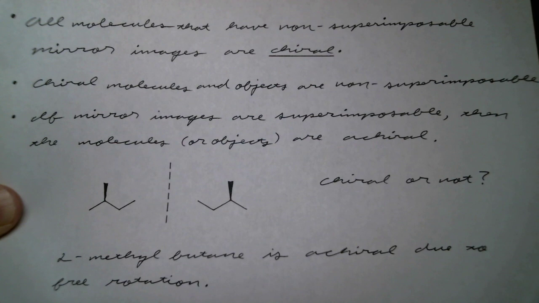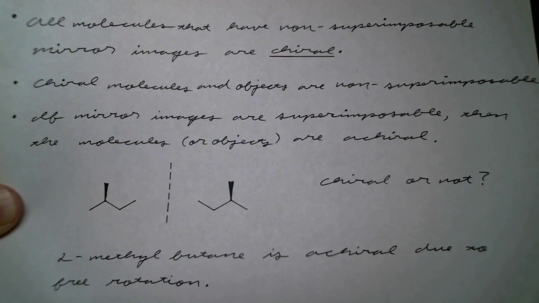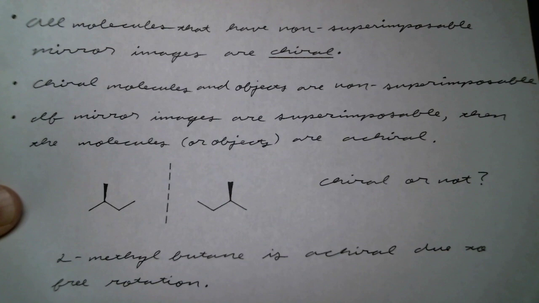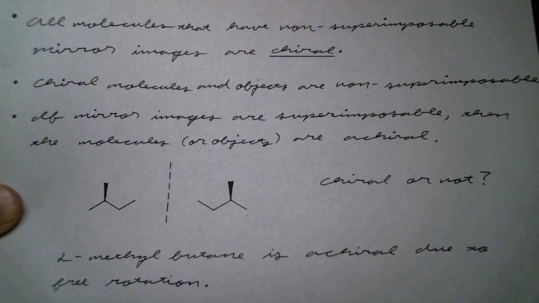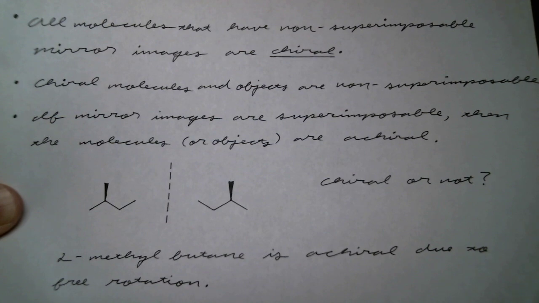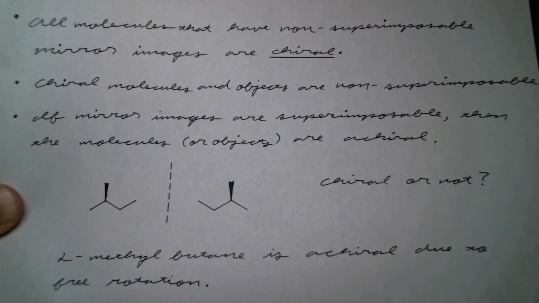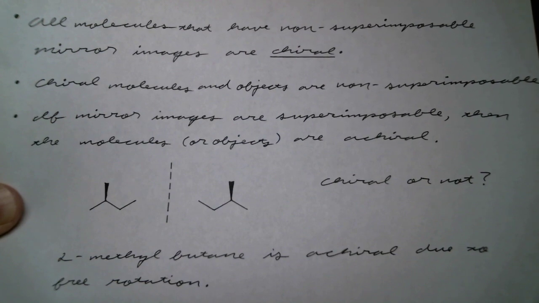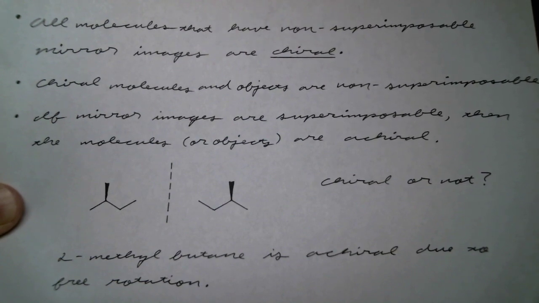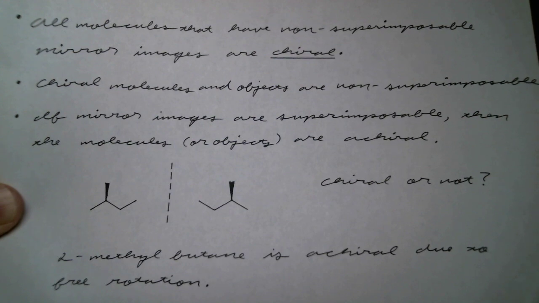In our first video, we ended after discussing a few more definitions. All molecules that have non-superimposable mirror images are chiral. Chiral molecules and objects are non-superimposable. And if mirror images are superimposable, then the molecules or objects are achiral, which means they're identical. So then we took the example of 2-methylbutane and we asked, is it chiral or not?